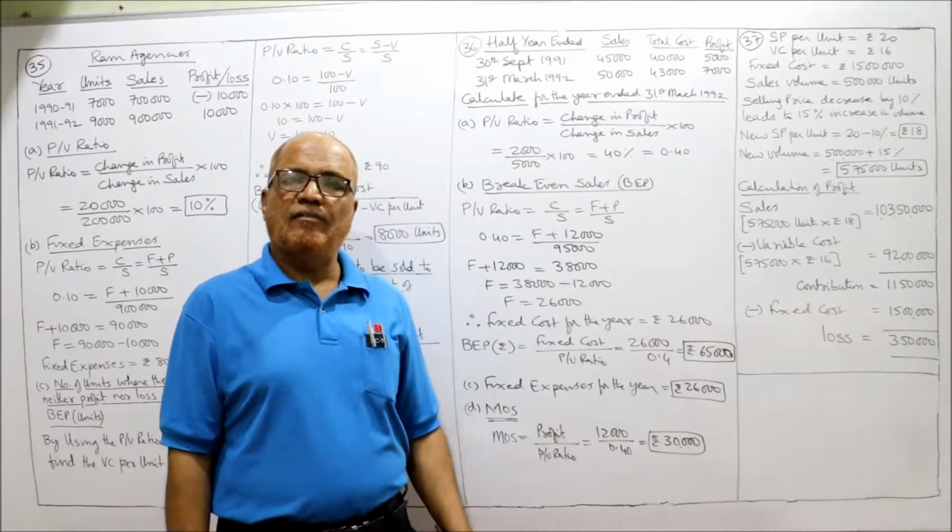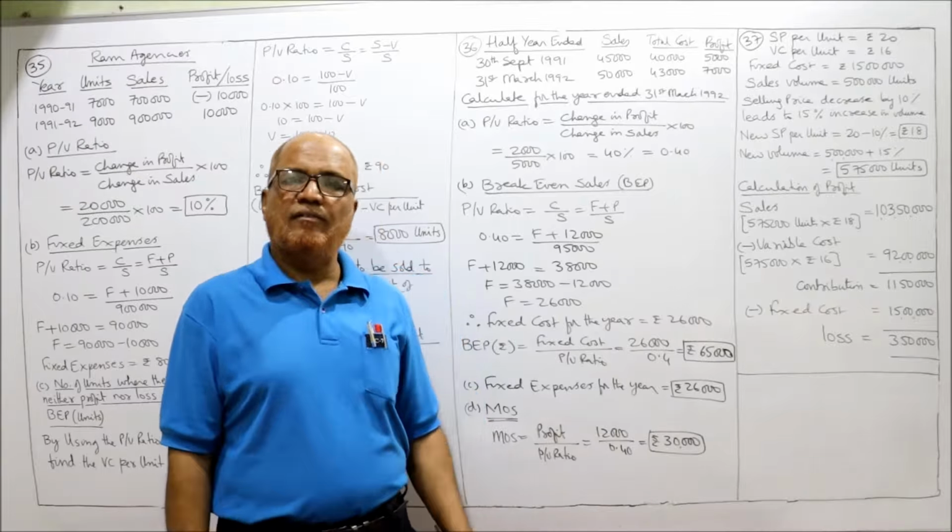First question completed. Now second question, break-even point, BEP. To calculate BEP, we require fixed cost. Without fixed cost, we cannot calculate the break-even point. So first we calculate fixed cost using PV ratio. PV ratio is equal to C by S. In place of C, I am writing F plus P because I want F, fixed cost. Now PV ratio is 0.4.